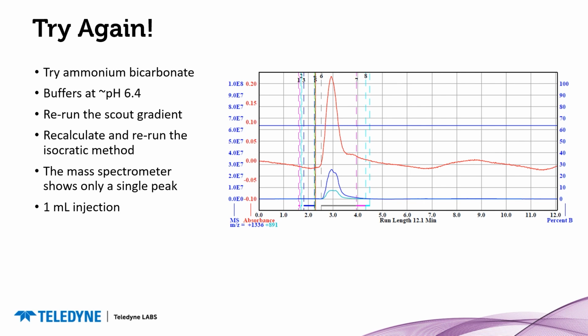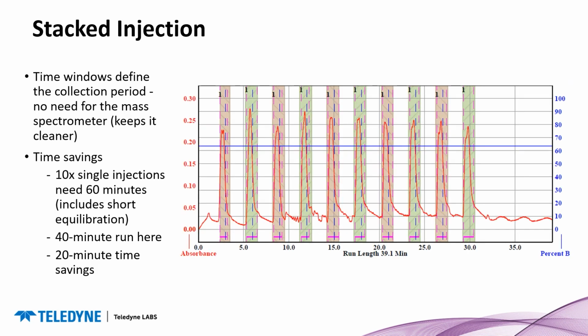A new scouting gradient was run with the new buffer, which created a new isocratic method, and now the peptide elutes as a single peak. A stacked injection was run, and it needed only 2/3 of the time compared to multiple single injections, even if I shorten the equilibration time for each injection. And also it needed 2/3 the solvent. There was less waste too because the delay time was filled with sample.